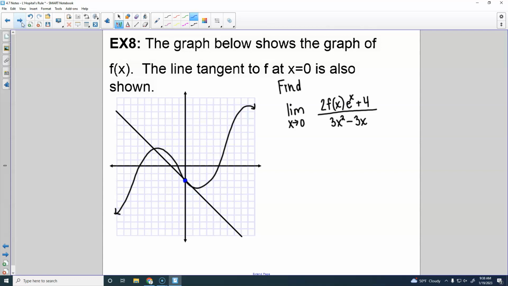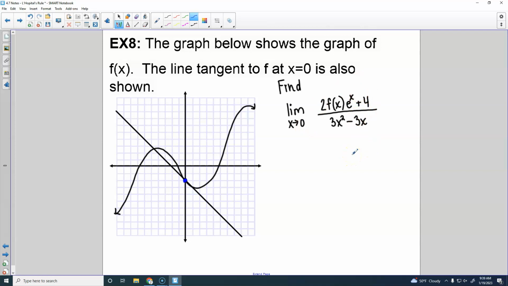Okay, here is an example of something they have been liking to do here lately on the AP exam that you definitely have to use L'Hopital's rule for. Okay, so the graph below shows the graph of f of x. The line tangent to the graph of f at x equals 0 is also shown. Okay, so if I plug in 0, I need to know if I'm going to get 0 over 0.